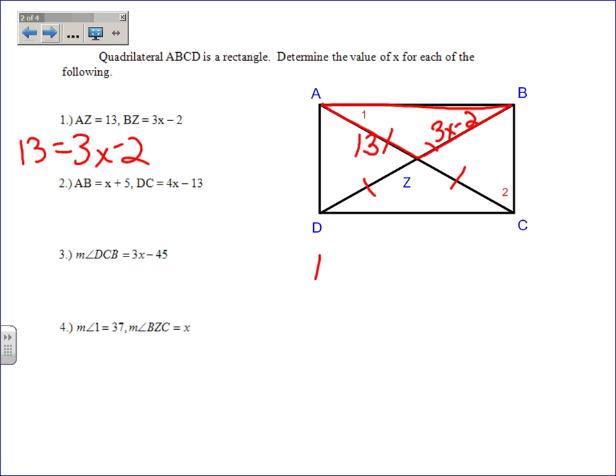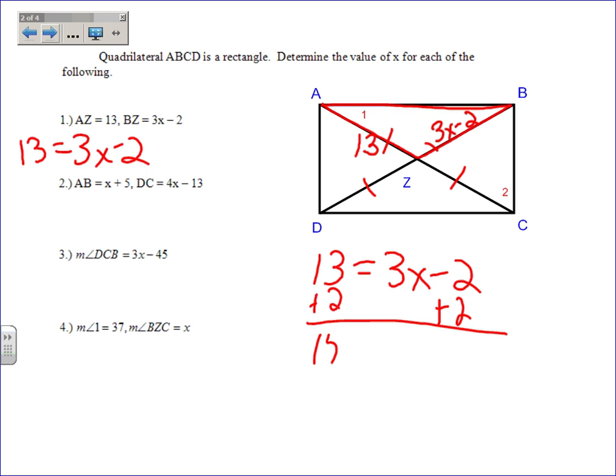I'll do that over here. We'll call this the workspace today, because I didn't leave myself a whole lot over there. So I think adding 2 seems like a very logical first step. 15 then equals 3x, because those cancel, and divide by 3. So in this problem, x better equal how much? 5, right? There it is.